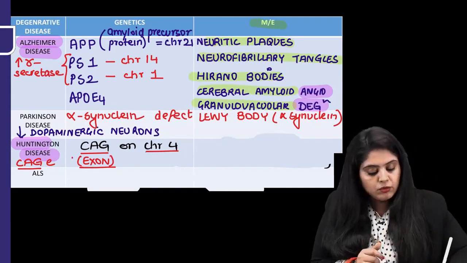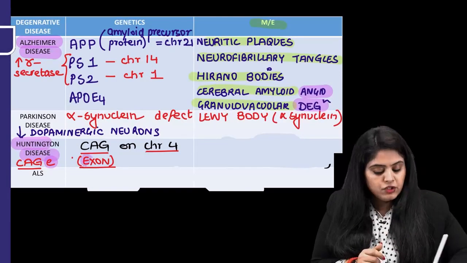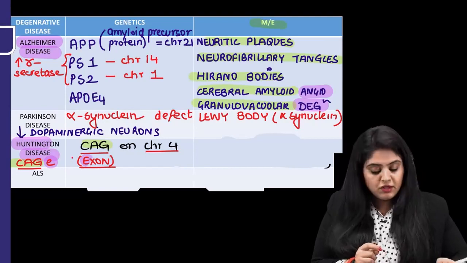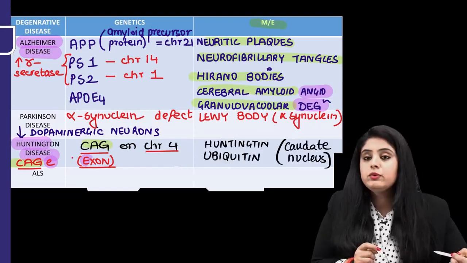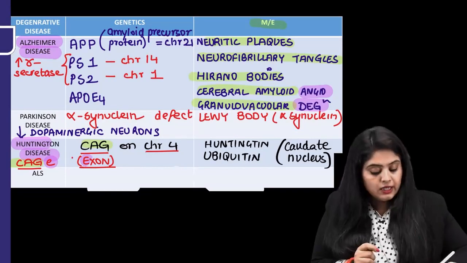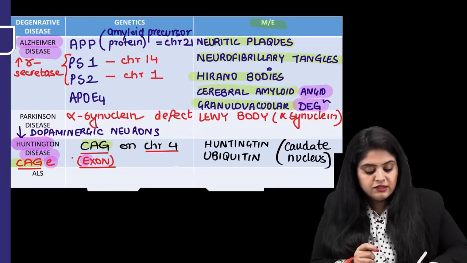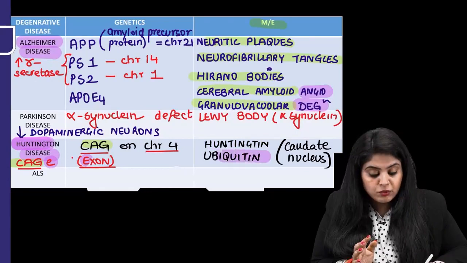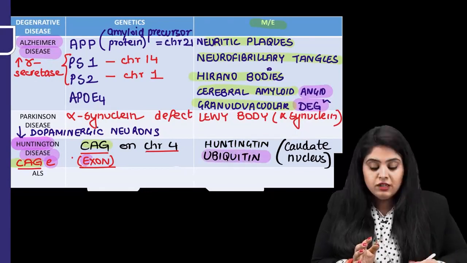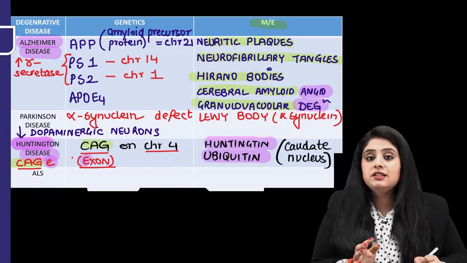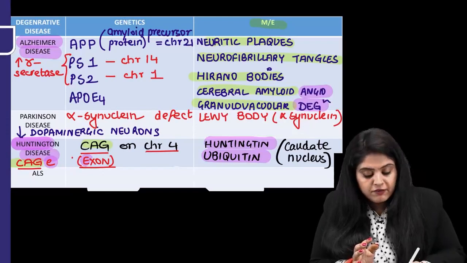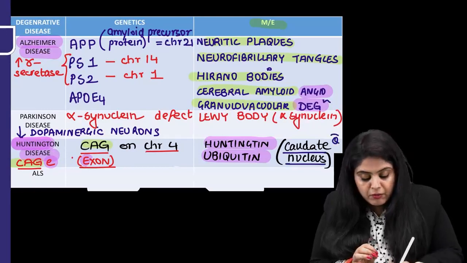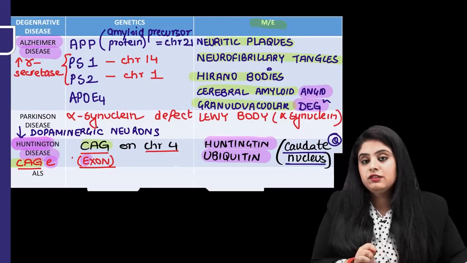What is happening on chromosome 4? In the E for exon, which repeats are happening? CAG repeats are happening. And when this happens, what are the two proteins that are going to increase? Now think logically, no one will ask you that in Huntington disease, Huntington protein is increasing. That is common sense. What they will ask you is ubiquitin increases in which disorder? So Huntington and ubiquitin increase in Huntington disease. And do you know where? Which nucleus? This all occurs in the caudate nucleus. This is also a very important question.